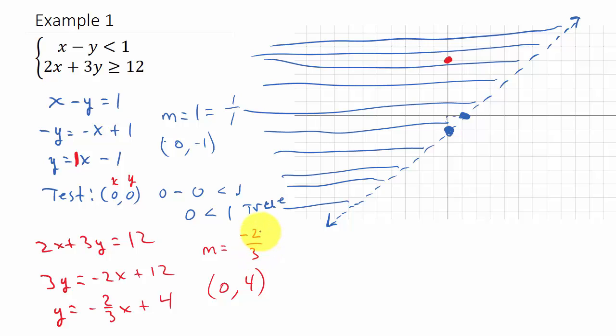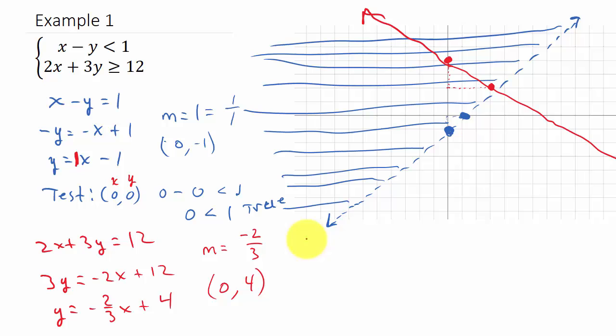So I'm using rise over run. My rise is negative 2, so I come down 2 units. My run is positive 3, so I go to the right 3 units. And there's my other point. Now, you see how this one is greater than or equal to? Since it's or equal to, that means it's going to be a solid line. If there's no or equal to, it's going to be a dashed line. If it's or equal to, it's going to be a solid line.